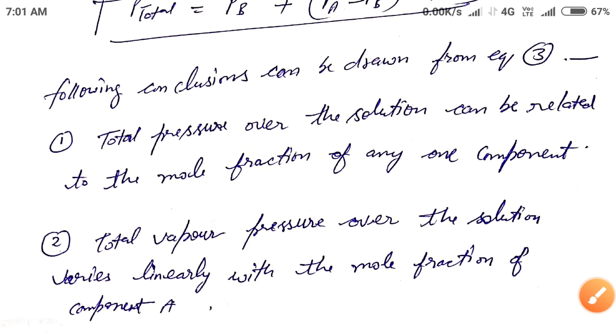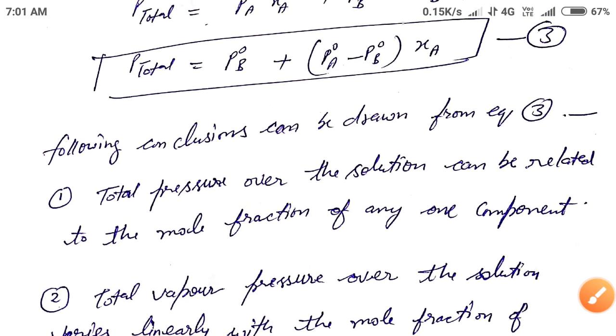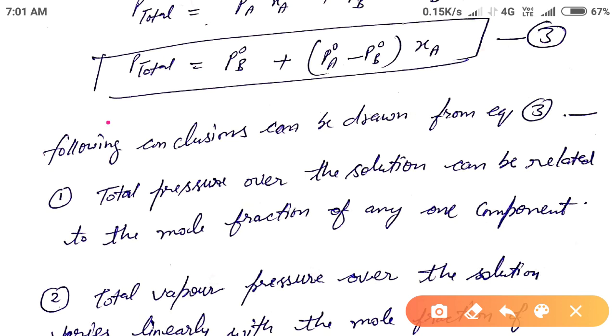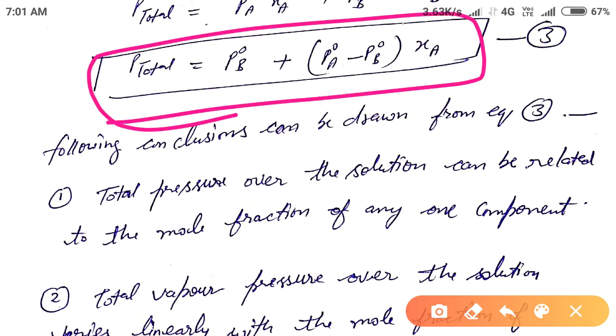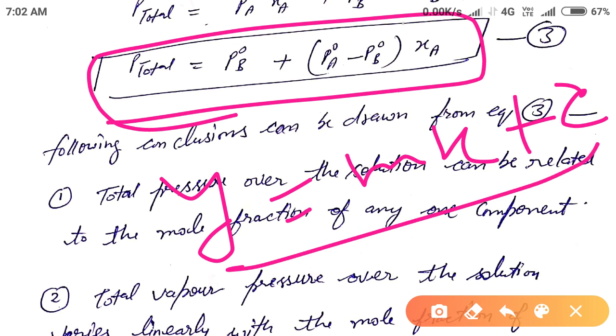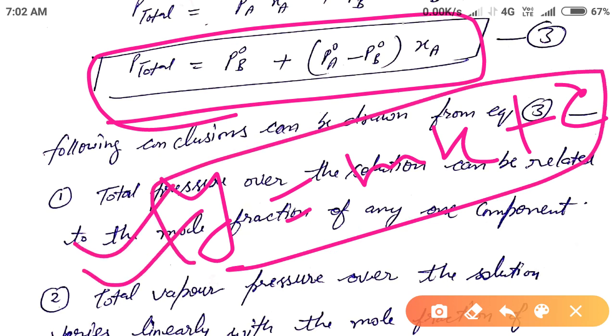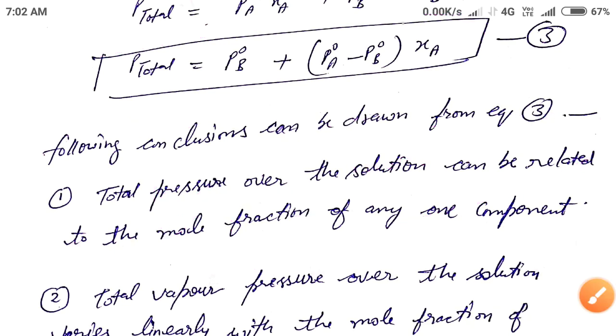Varies linearly means it follows the linear equation y equals mx plus c. It follows this equation. So these are the conclusions.